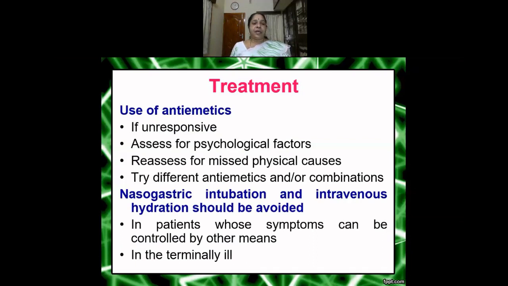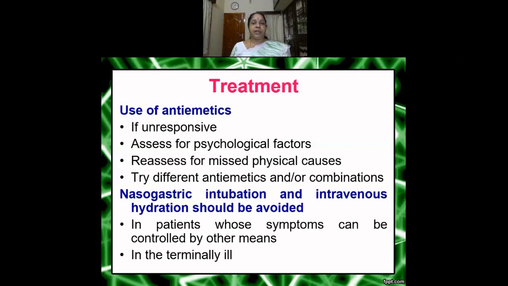If the patient is unresponsive, assess for psychological factors, then reassess if there are any missed physical causes, and try different types of antiemetics or combinations. Nasogastric intubation and intravenous hydration should be avoided. Don't try to give tube feeding. Nasogastric intubation is passing a feeding tube through the nose, through the throat, into the esophagus and through to the stomach. That should be resorted to only at the end.